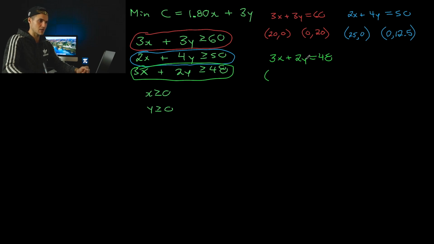So what's the x-intercept going to be? Plug in 0 for y, 3x equals 48, so that means 16 and 0. And then 0 for x, the y-intercept would be 24 for this line right here.